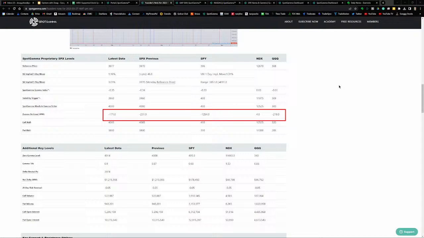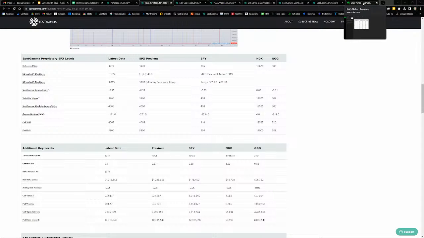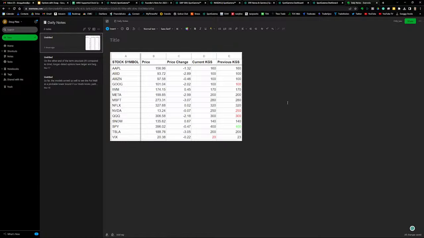All right, there's still some wonkiness with the Vanna charts. They don't look normal, so I'm going to skip over that. This is my primary preparation for the S&P 500, and for stocks, I look at this. This is my key gamma strike spreadsheet, and this is a starting point. I track the key gamma strike for all the stocks on my watch list every day.